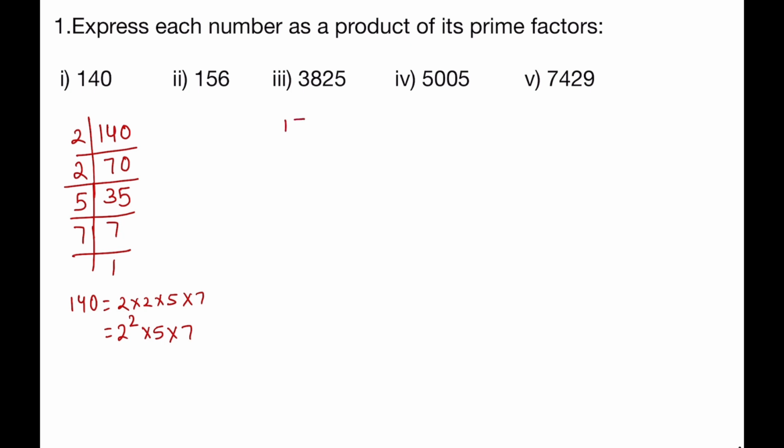156. So again this is an even number, so we can divide it by 2. 2 sevens are 14. Then 1 will be remainder and it will become 16. So 2 eights are 16. Then again by 2. Then 2 threes are 6. Then 1 will be remainder. Then it will become 18. So 2 nines are 18.